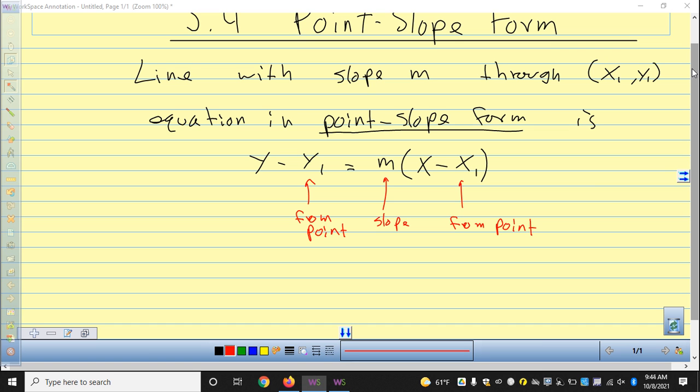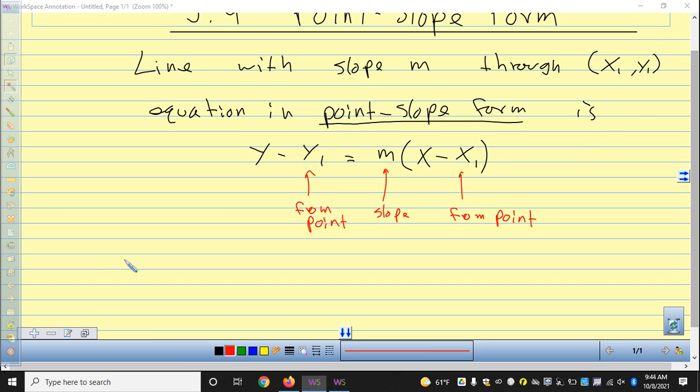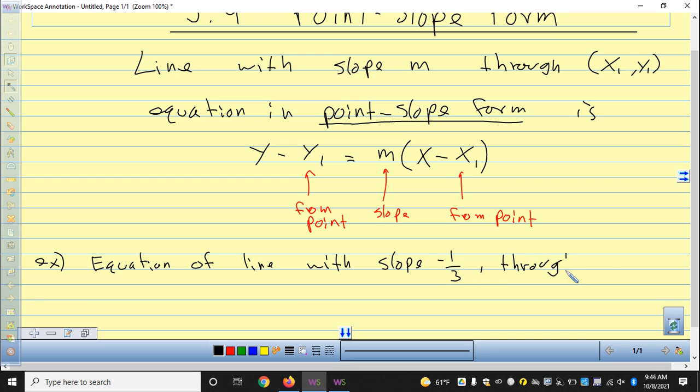All right, are we good with point-slope form? So let's look at a quick example. I'll leave this here for people who need it. So we want an equation of a line with slope -1/3 that goes through (1, -4).